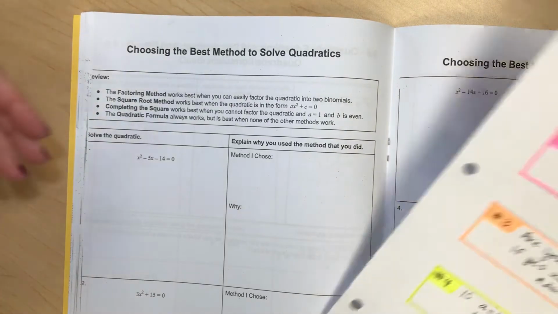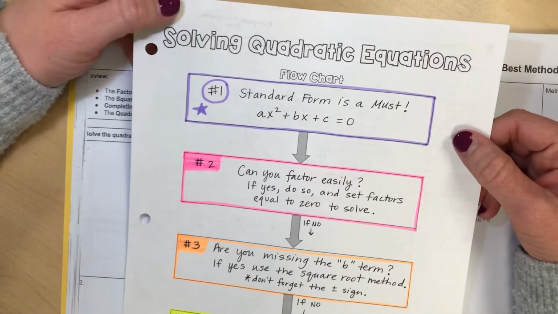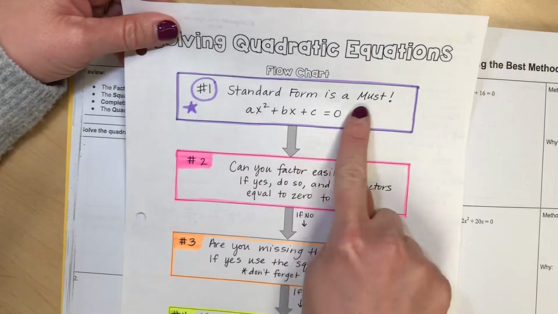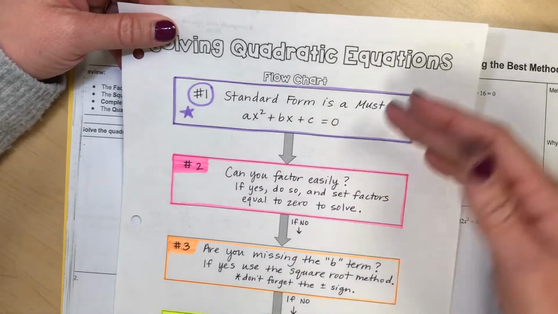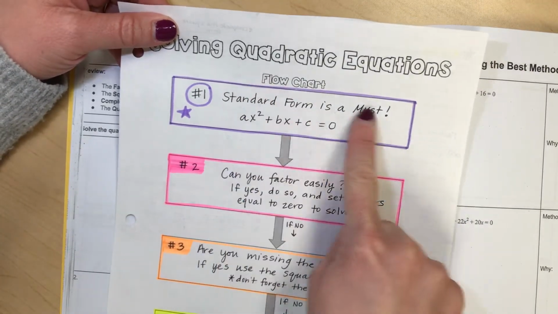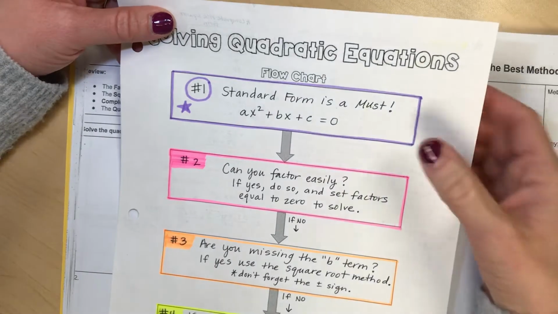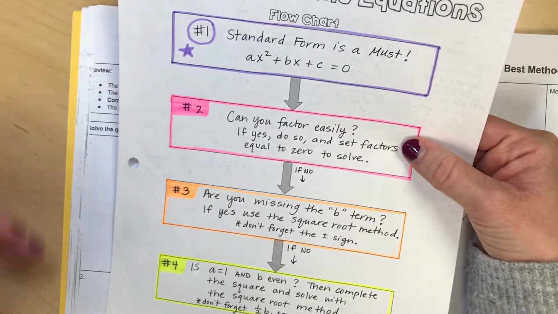And so I want to talk to you about the flow chart that I use to help you decide. Before we start anything, I want to make sure that you have your function in standard form. That's not one of the methods of solving, but first just start with standard form. And then this is how I go through the process.